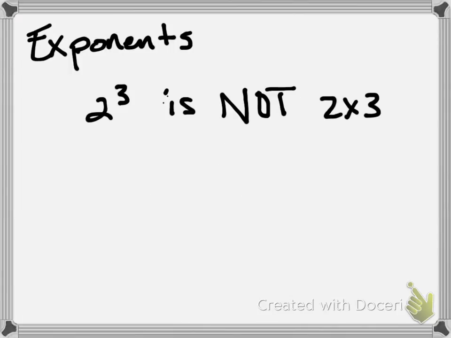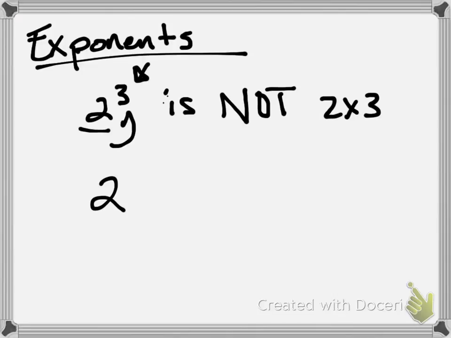Another piece we reviewed today were exponents. That's where we have this small raised number here. We'd read this as 2 to the third power. This is not 2 times 3. What this is, is the base number, 2, multiplied by itself this many times. So 2 to the third power is equal to 2 times 2 times 2, which would be 8.